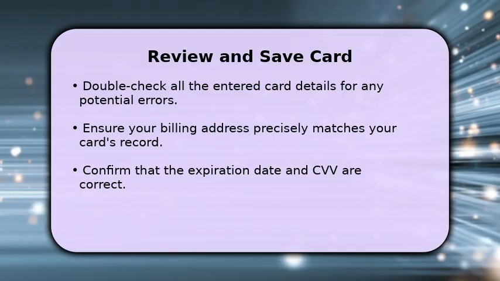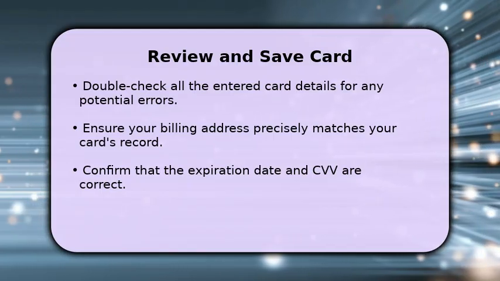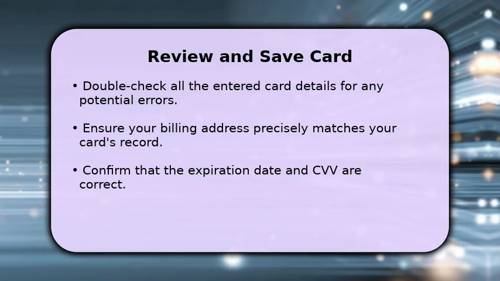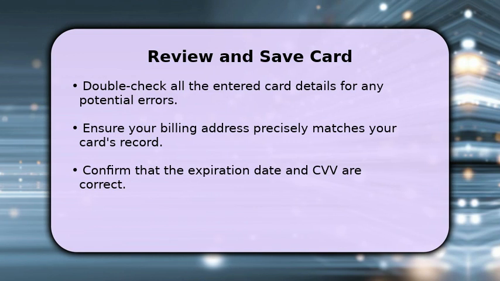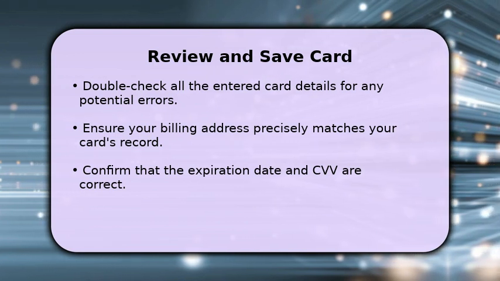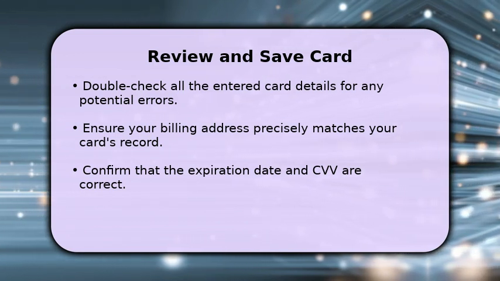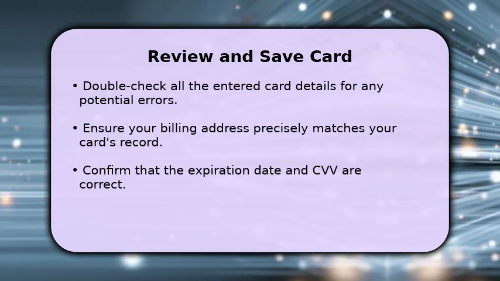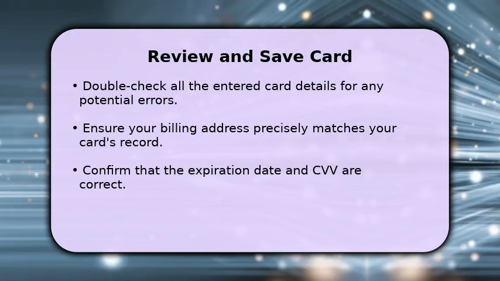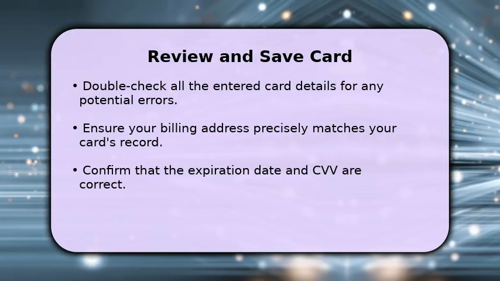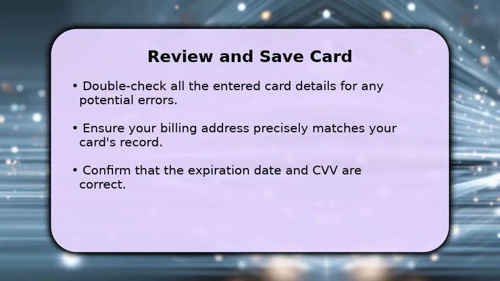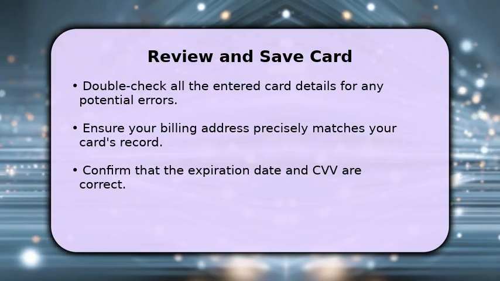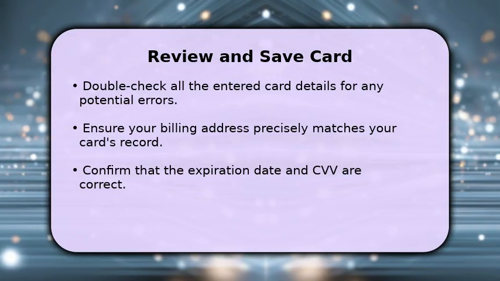Before finalizing, take a moment to carefully review all the information you have entered. It is crucial to double-check your 16-digit card number, the expiration date, and the 3-digit or 4-digit CVV security code for accuracy. Also, ensure that the billing address you provided exactly matches the address associated with your payment card. Once you are confident that everything is correct, click the Save or Submit button. Your payment card will then be successfully connected and ready for use on YouTube.